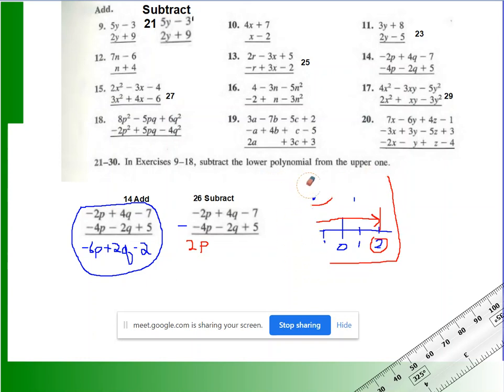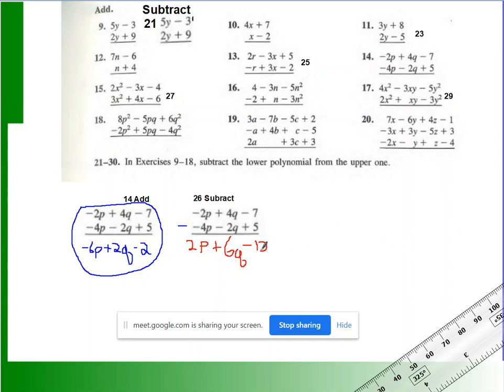All right, so let's try the next one. We have 4q, positive 4q, minus negative 2q. So remember, subtracting a negative is the same thing as adding a positive. So you can think about this as 4q plus 2q. 6q. There you go. And then negative 7 minus 5. Negative 12. There you go, negative 12.